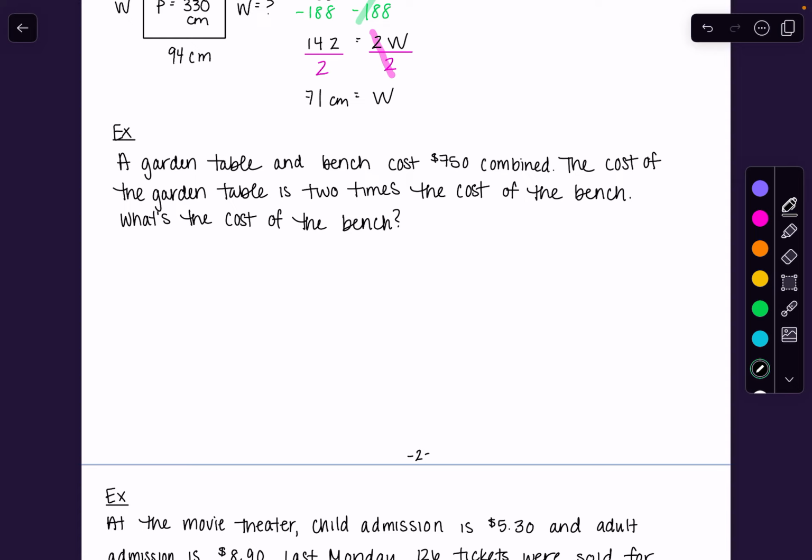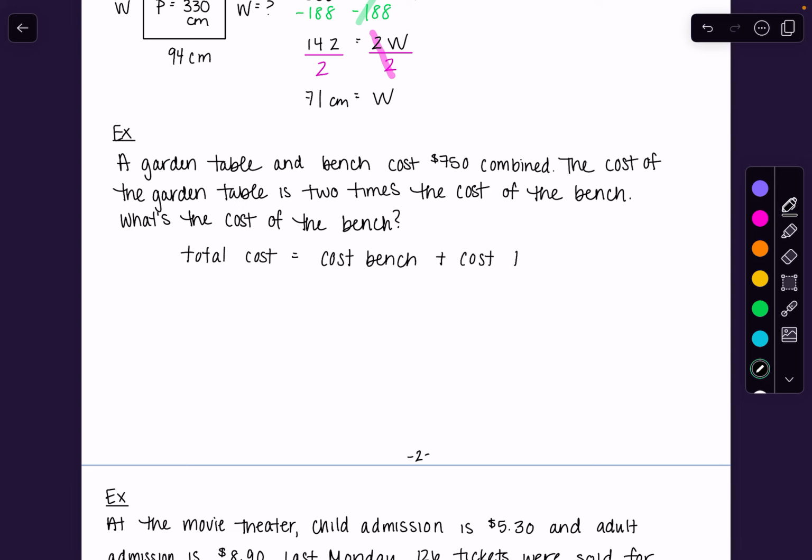However, these are the two things that I bought. So in words, my total cost is going to be the cost of the bench plus the cost of the table. Now this I know. The problem is I don't know either of these two things. However, this is the one that I'm searching for.